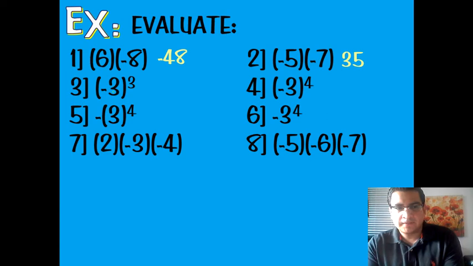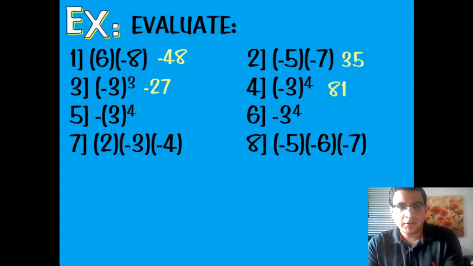Here we have a quantity, negative 3 to the third power. My answer will be negative 27. Anytime you have a negative raised to an odd exponent, the answer is going to be negative. Here, because the number inside is negative, raised to an even exponent, that's going to be positive.